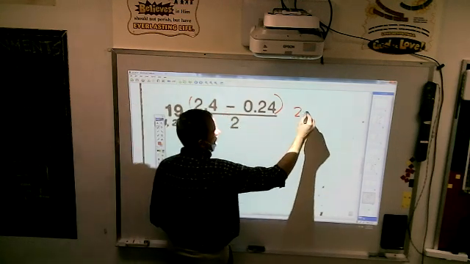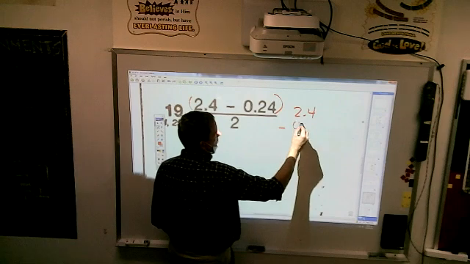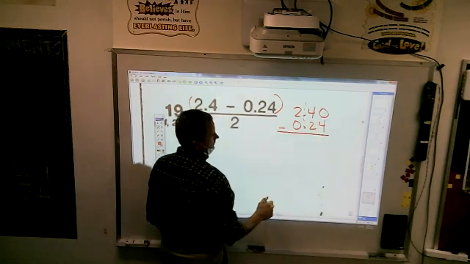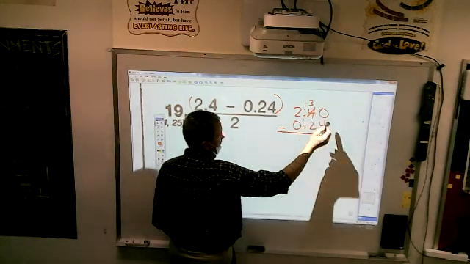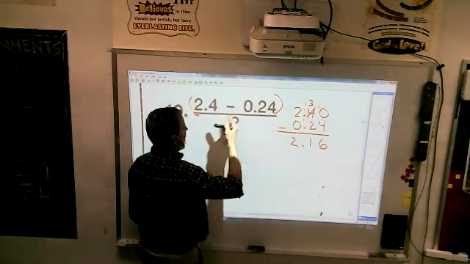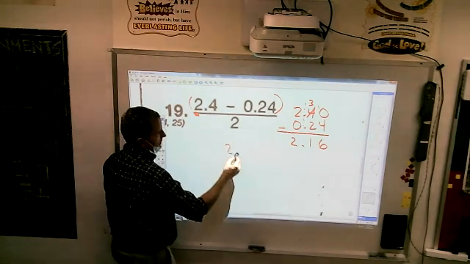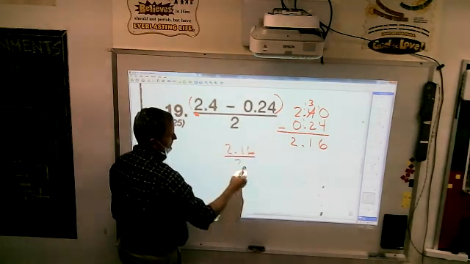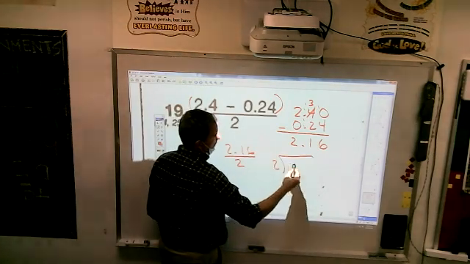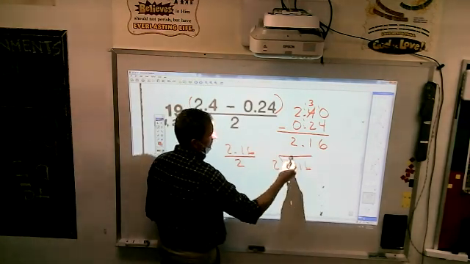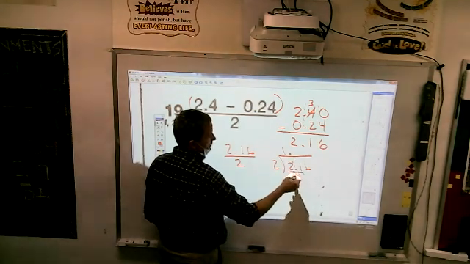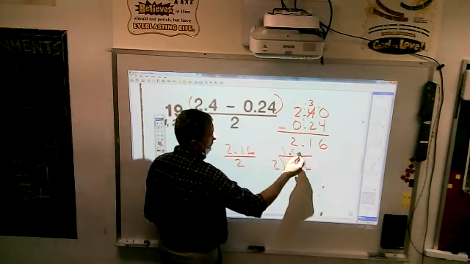So it is 2.4 minus 0.24, lining up your decimals. Divide or borrow, you get 6, 1, you get 2.16 on top when all the smoke clears. And then that is being divided by 2. So if you divide 2 into 2.16, bring the decimal up. 2 goes into 2 one time. It doesn't go into 1, so you have to put a 0 there.